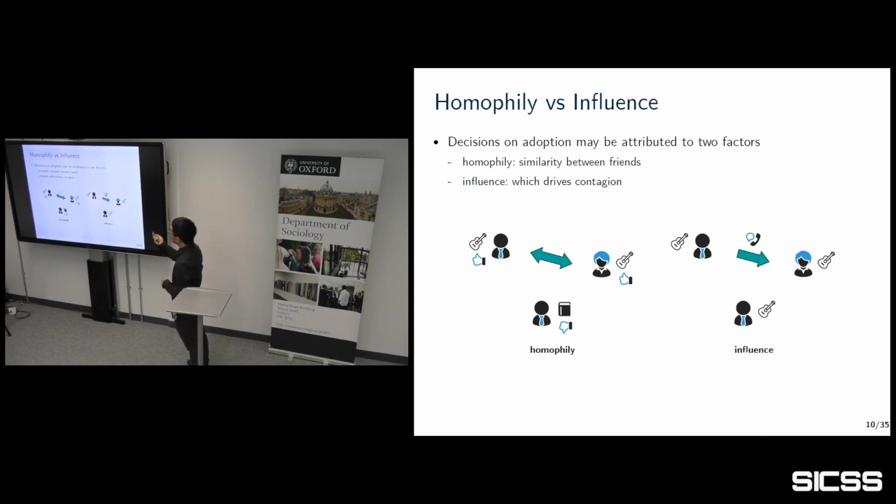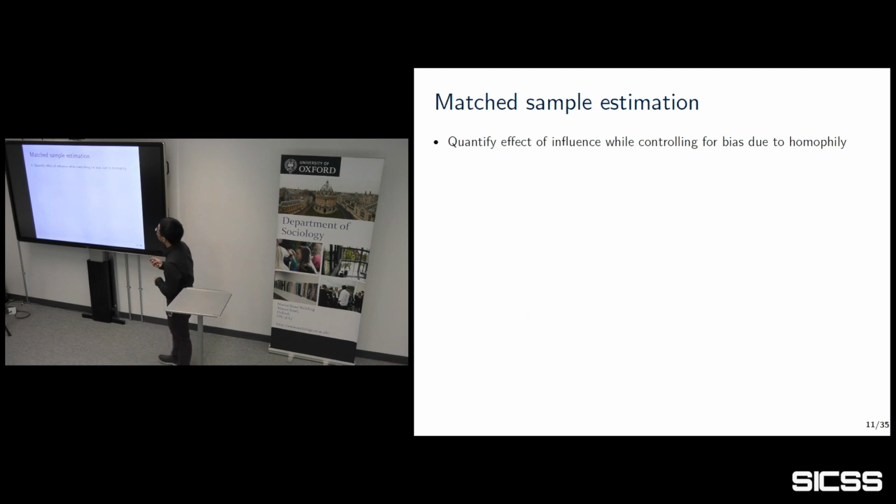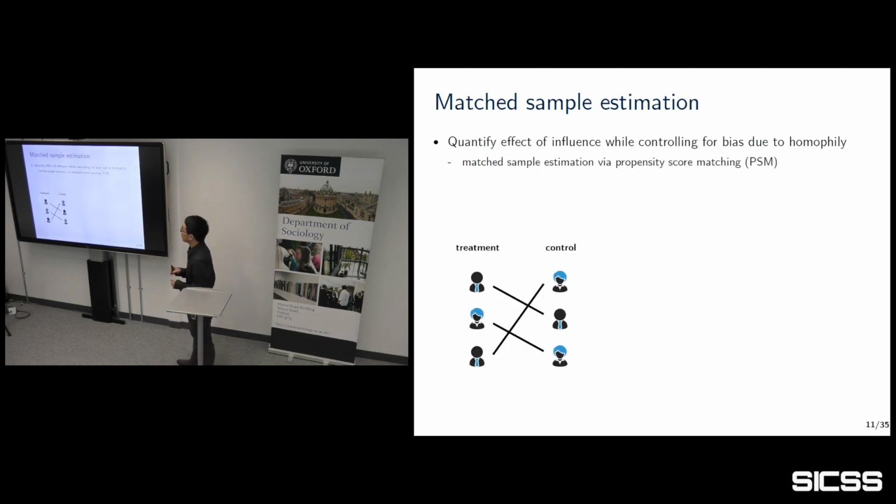Okay, so to do this, basically, our idea is to use an idea similar to the randomized experiment. So we do a matched sample estimation or propensity score matching. Some of you might have heard about this concept. The basic idea is that the propensity score is the likelihood of being treated given a set of covariates. So in this case, the treatment is basically receiving a phone call.